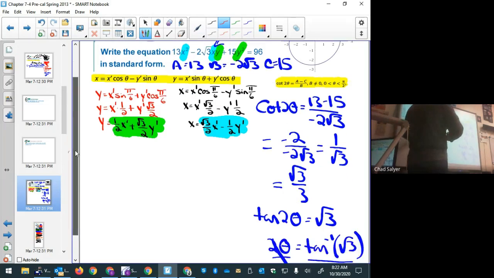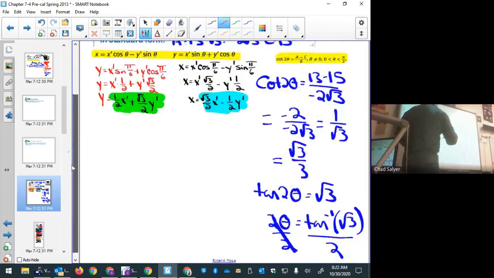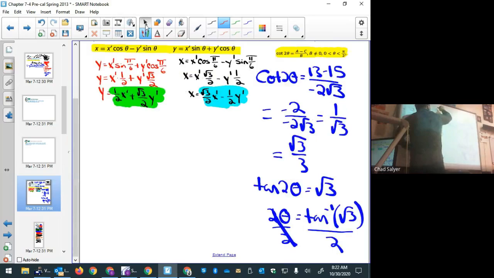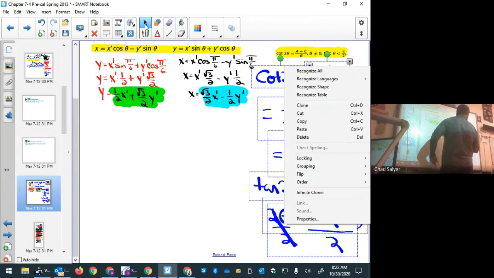Okay, so let's see. Let's rewrite this, and I'm going to shrink my work over here so it's not in the way. That was where we found our theta.